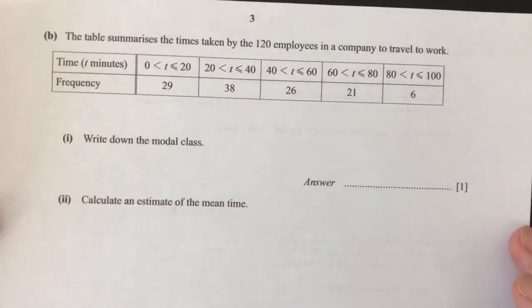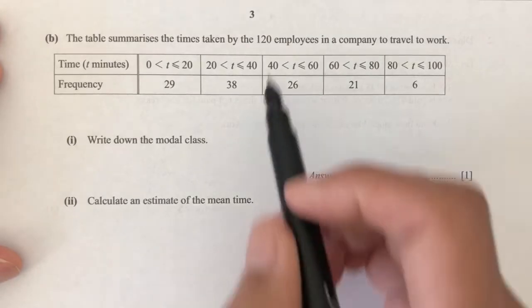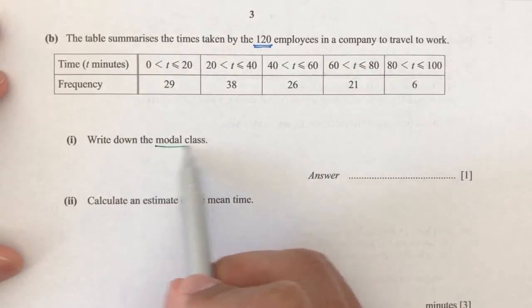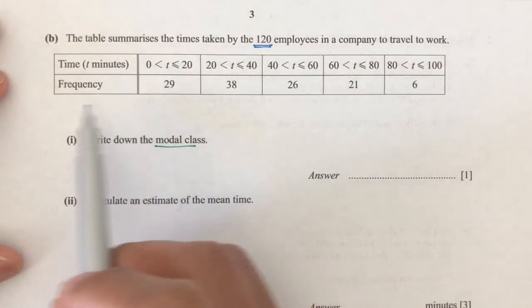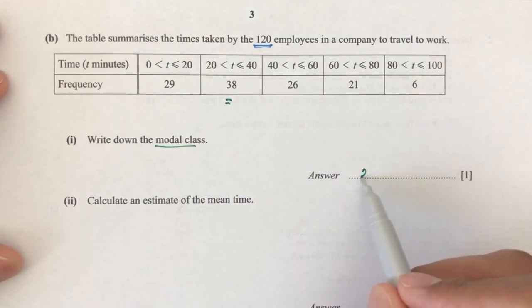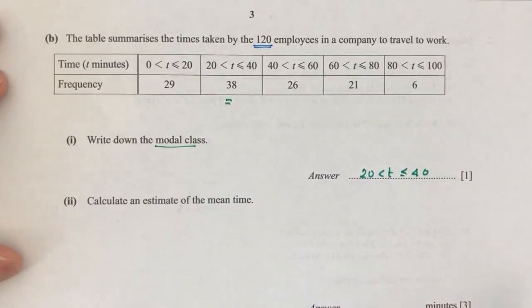Moving on to part B, it says that the table summarizes the time taken by 120 employees in a company to travel to work. So now we have 120 employees. Write down the modal class. So the modal class is where the frequency is the maximum. So it is here. So 20 to 40 is the modal class.